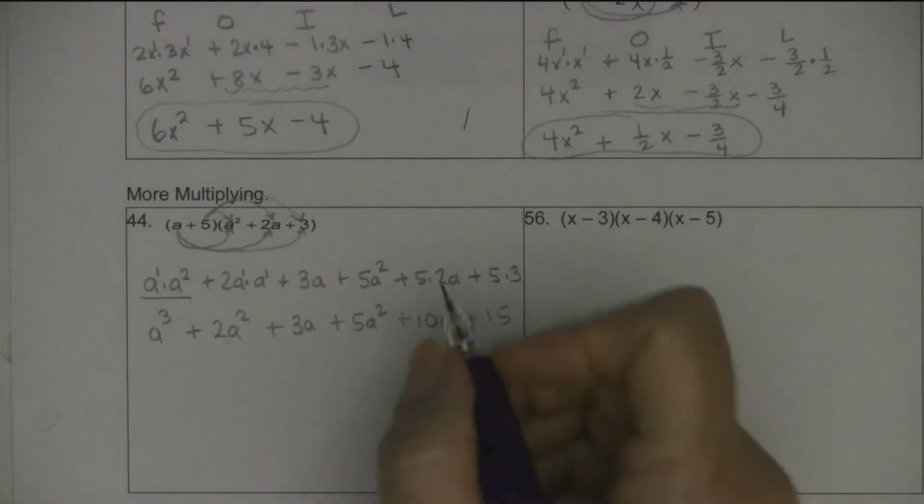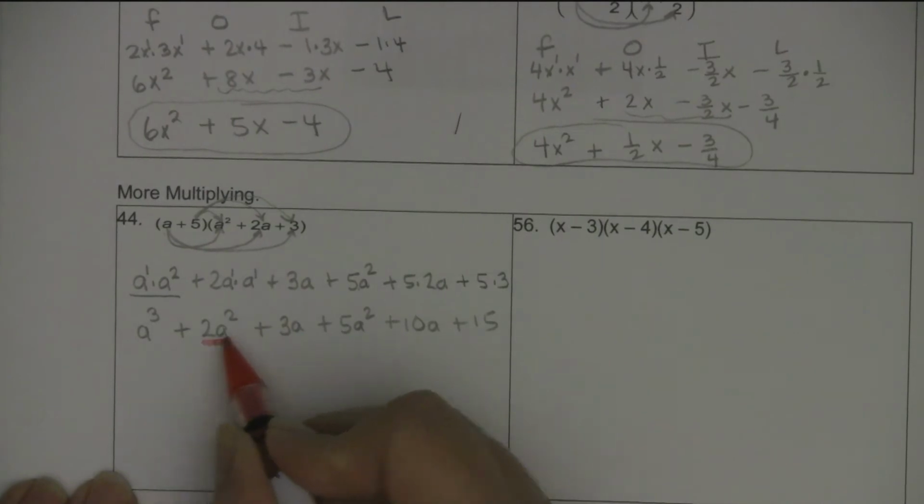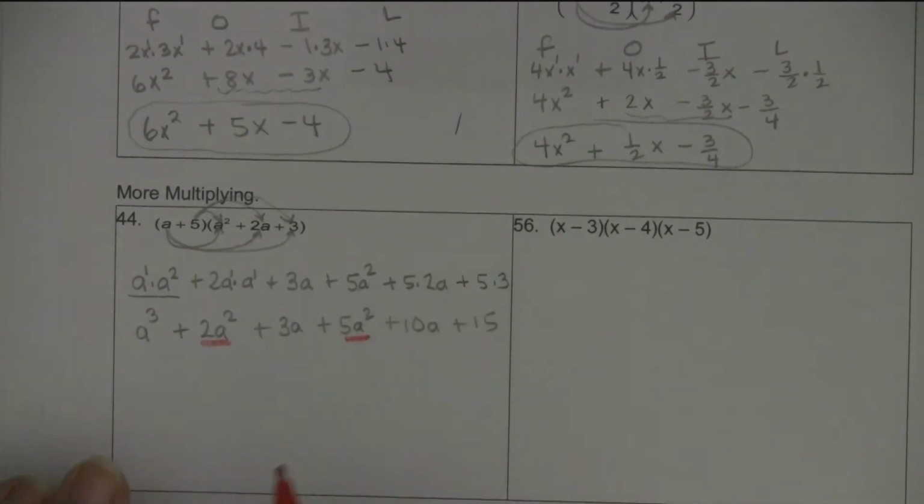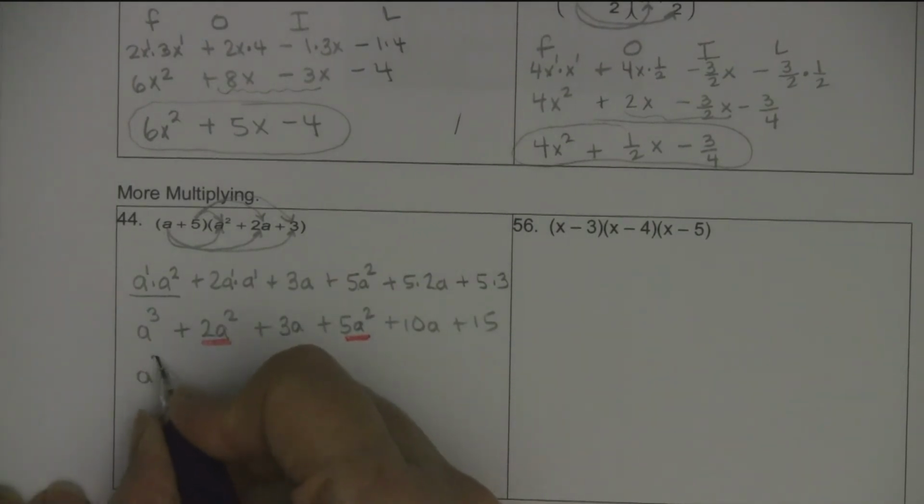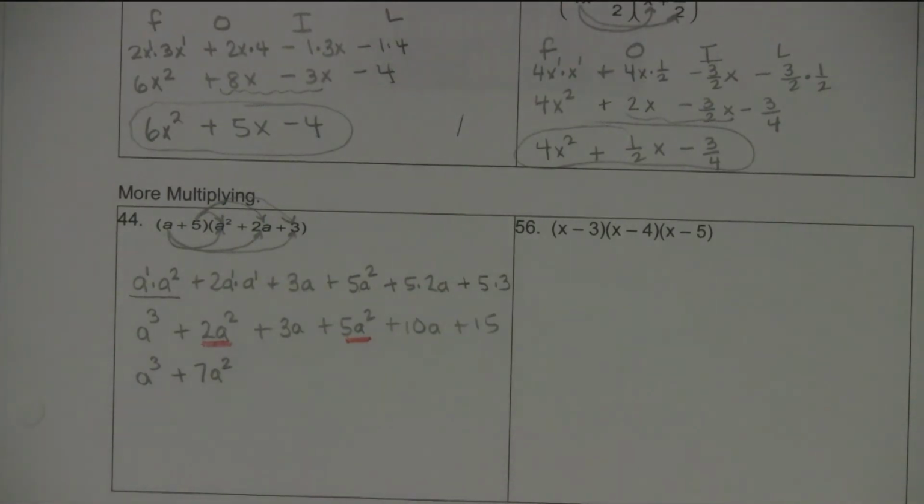But I do have some like terms to combine. Oh, I have my colored pencils for like terms. And so right here and right here, right? And so that's 7a squared. So a cubed plus 7a squared. When you're adding, you attach the same variable part. So if you're thinking, shouldn't that have been a to the fourth, then what you've turned into doing is you've turned into multiplying a to the second times a to the second is a to the fourth.